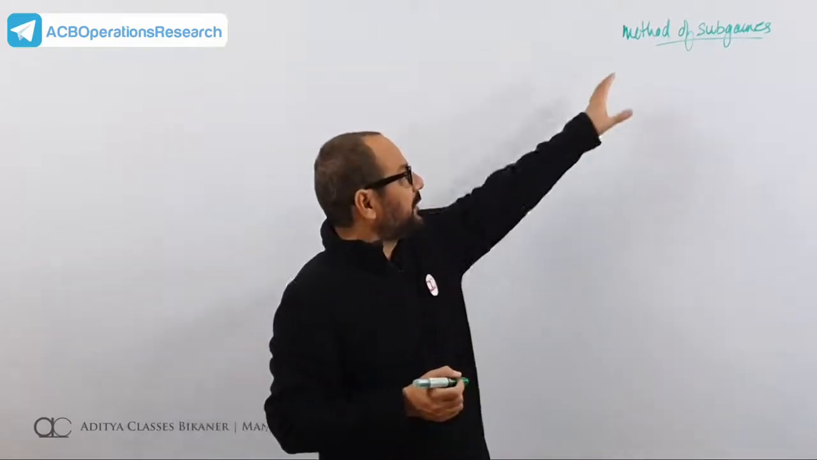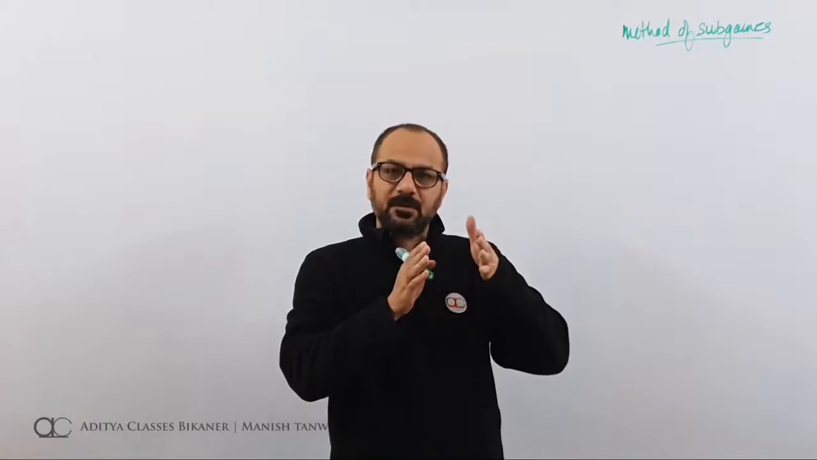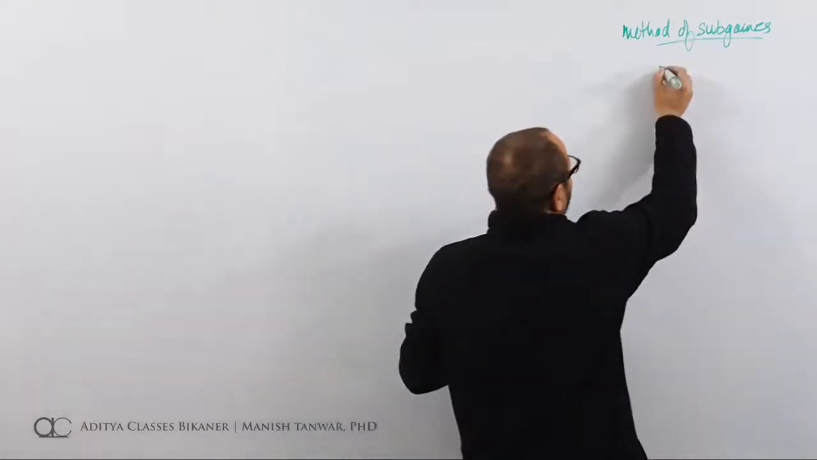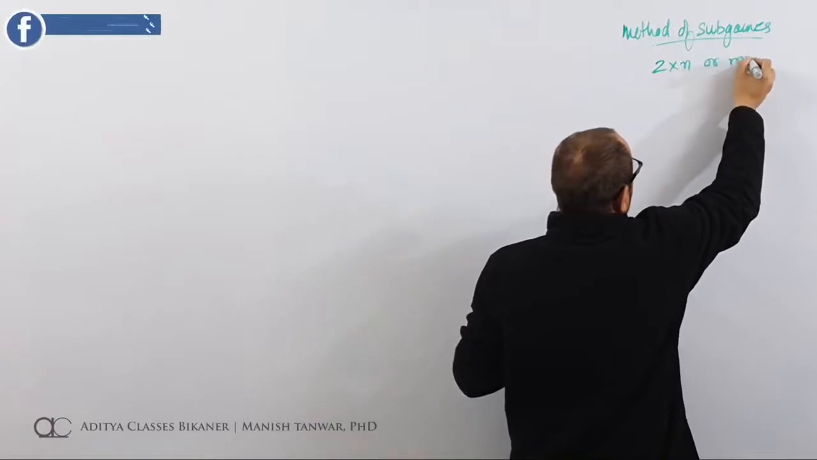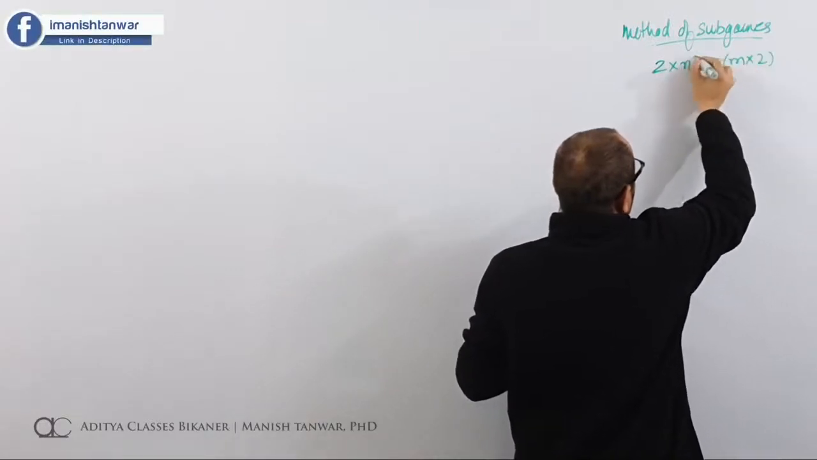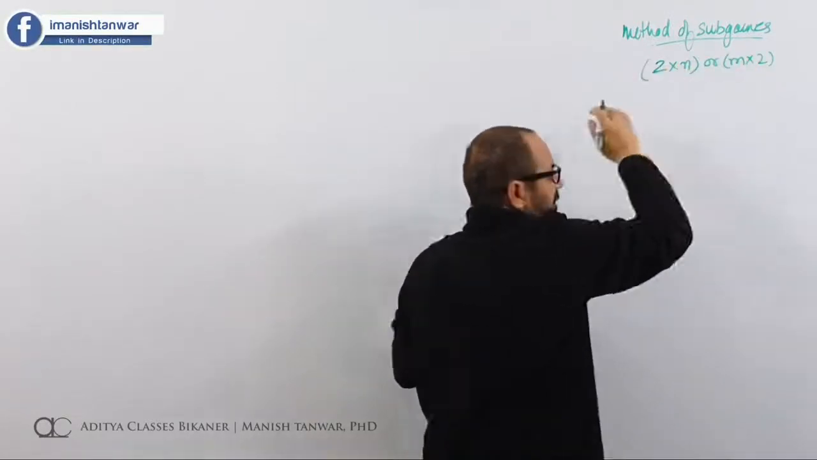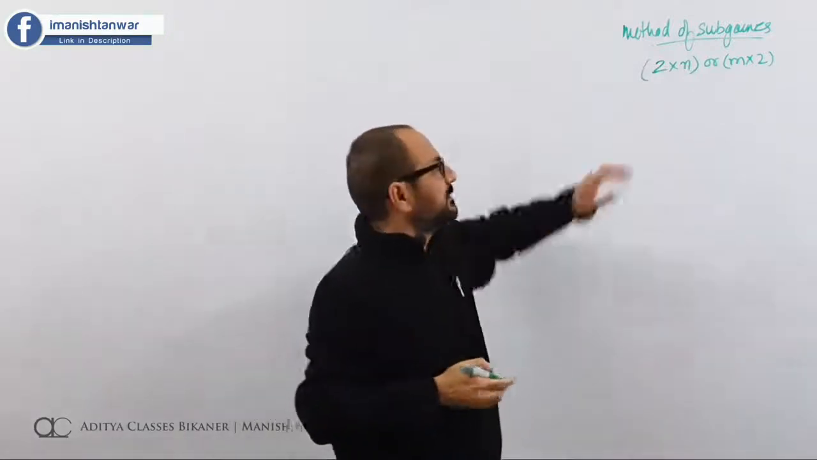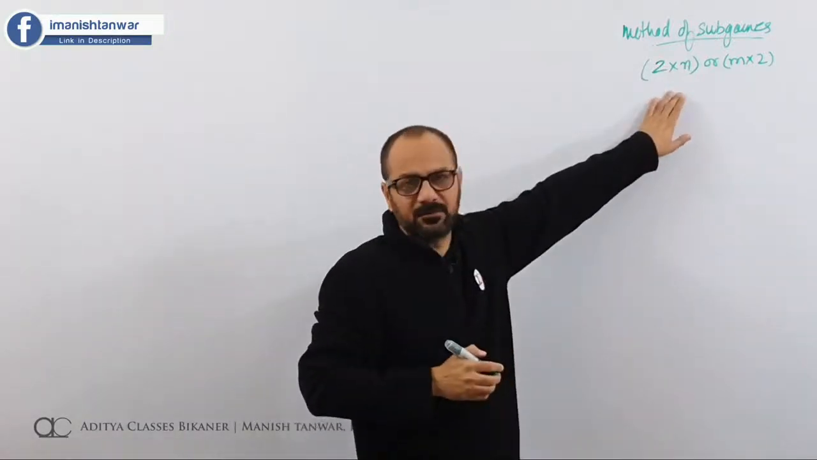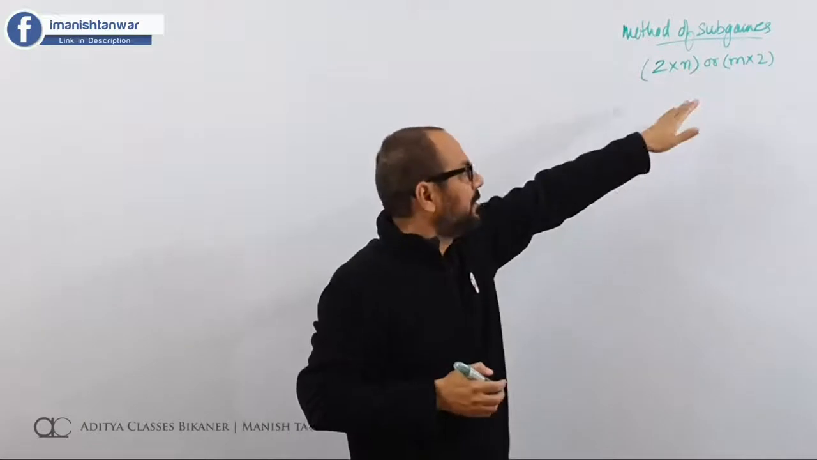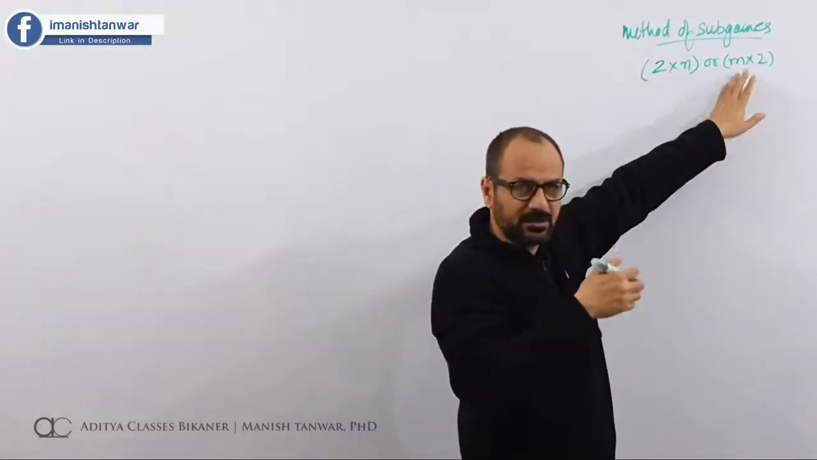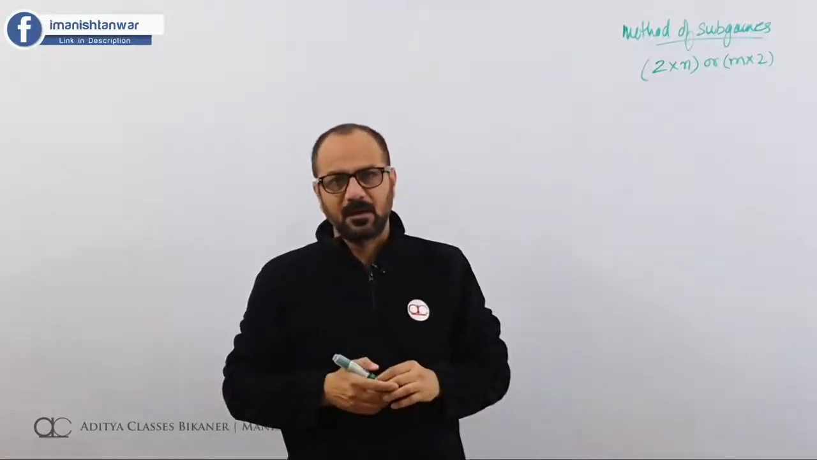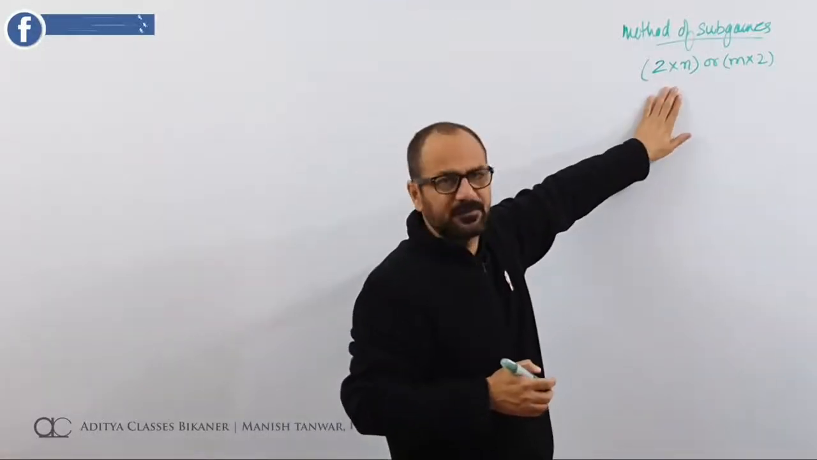But if the game is not of size 2 by 2, suppose it is of size 2 by n or m by 2. What if the game is of size 2 by n or m by 2? That is, it has 2 rows and n number of columns, more than 2 columns. Or it could either way be m number of rows and only 2 columns. How do we go about these kind of games?